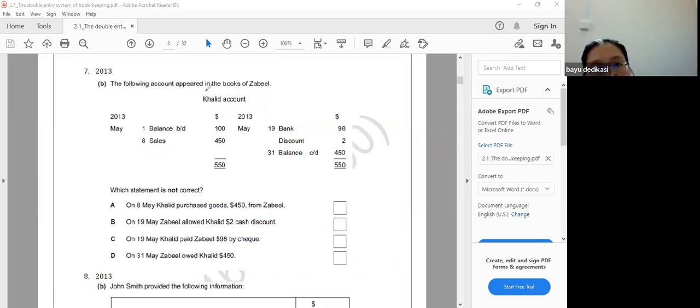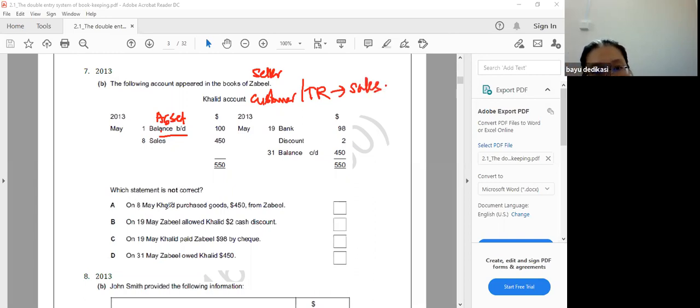The following account appears in the books of Zabi. Khalid's account. This is a customer. How do we know it? Because the balance is on the debit side, this is an asset. So this will be the customer or trade receivable. Which statement is not correct? When you have a trade receivable, this is related to sales.